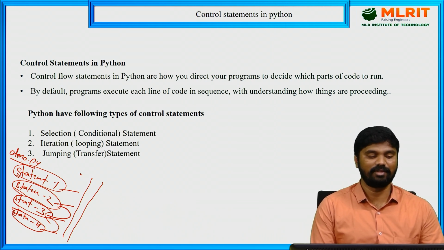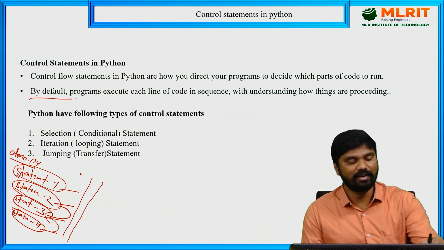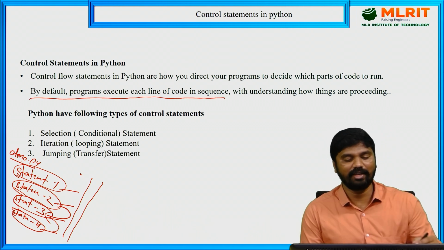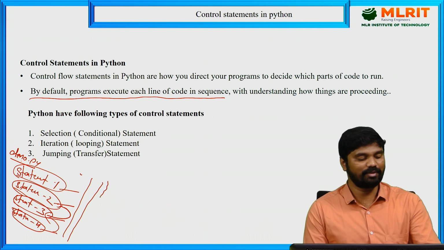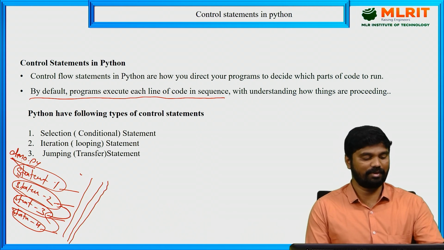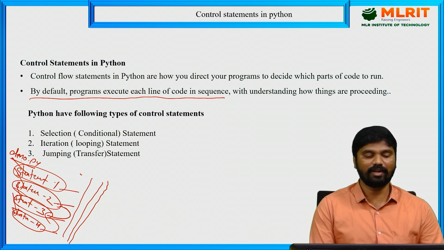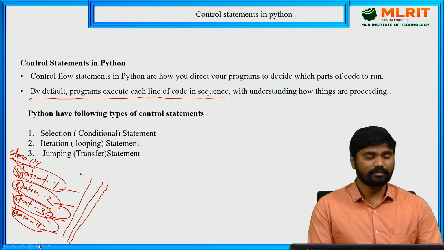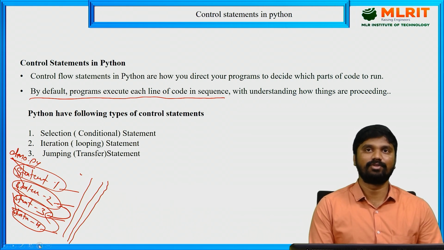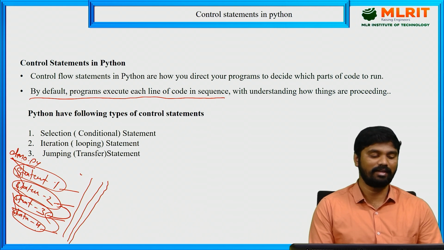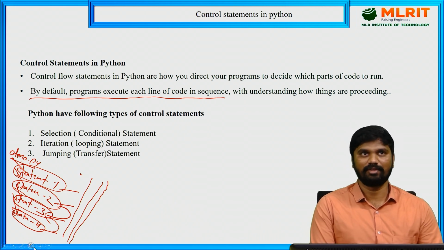As we discussed just now, by default, programs execute each line of code in sequence. That means the flow of execution is one by one: statement 1, statement 2, statement 3, statement 4. Through that, which type of applications can we develop? Just simple applications, but not complex applications. Sometimes programmers want to develop complex applications, and at that time we can use these control statements.